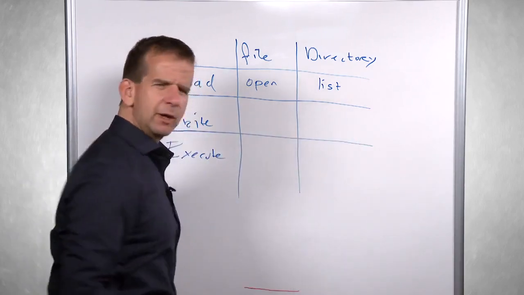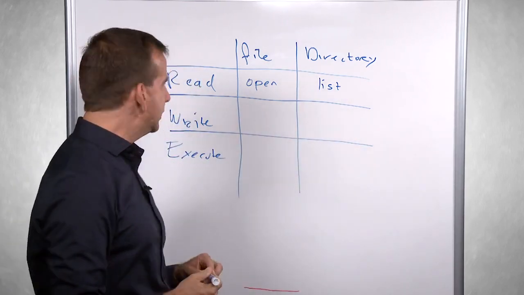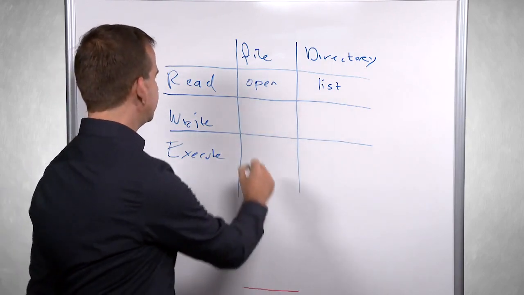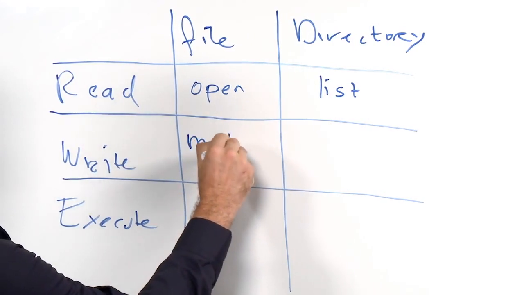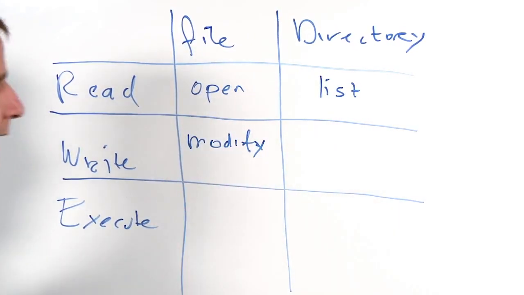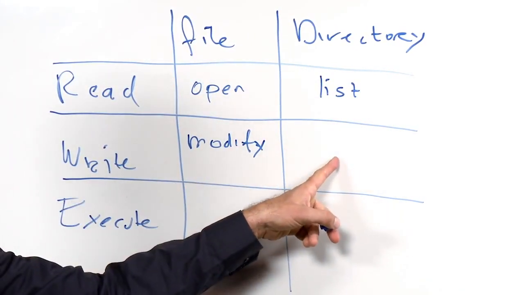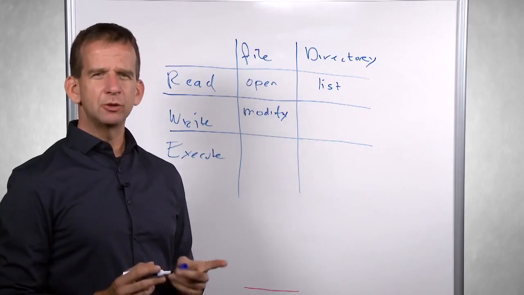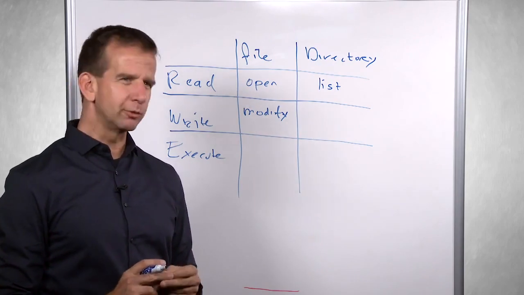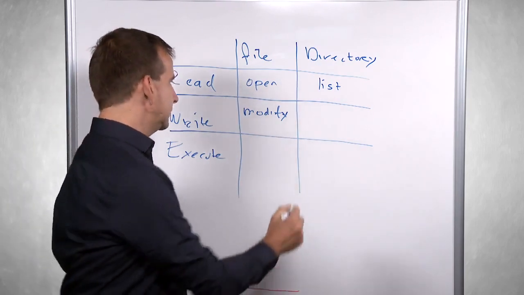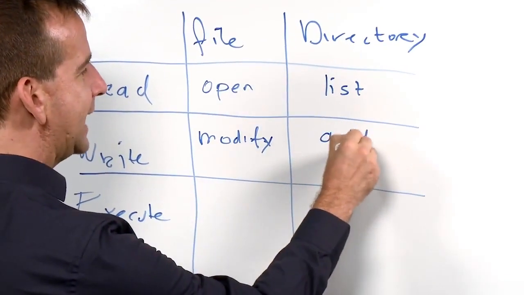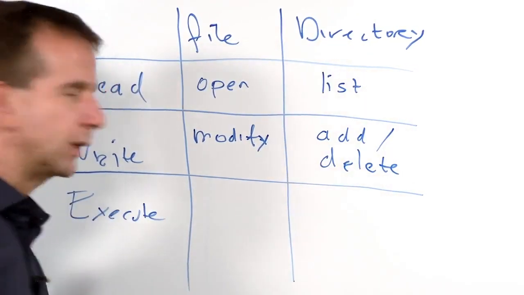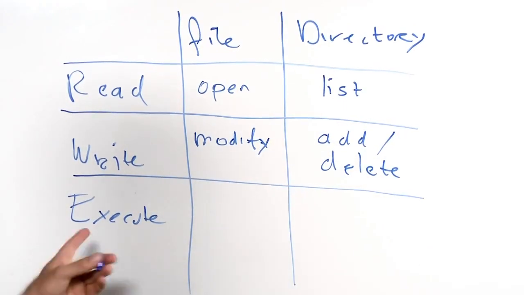Then we have the write permission. Write on a file means that a user can modify the contents of the file. And write on a directory means that the user can modify the contents of the directory. But what exactly does it mean if you can modify the contents of a directory? Well, basically it means that users can add or delete files to the directory.